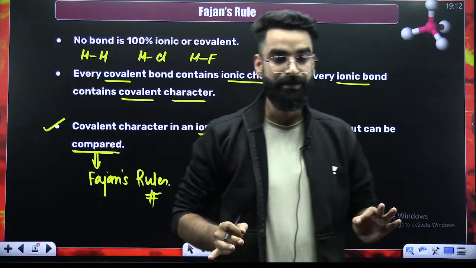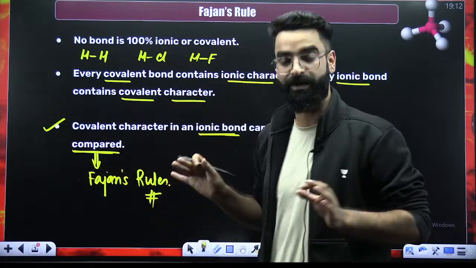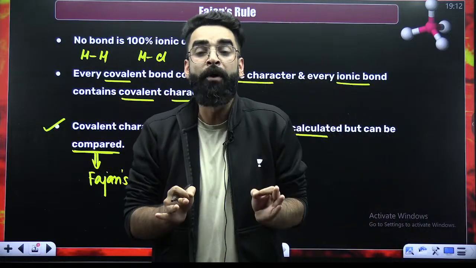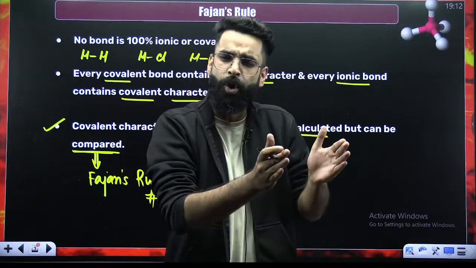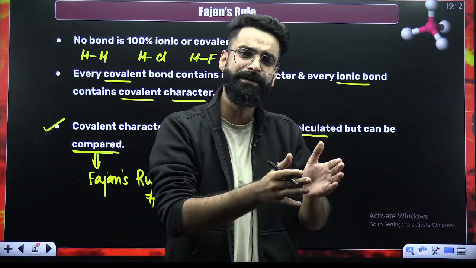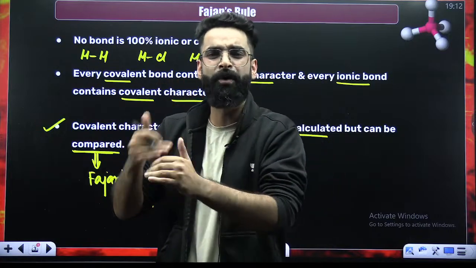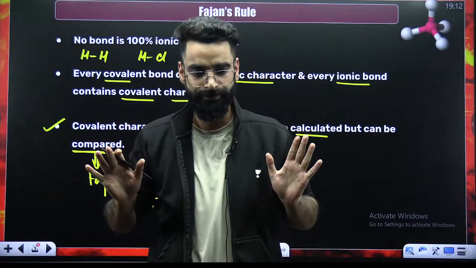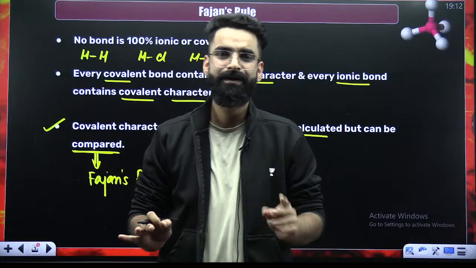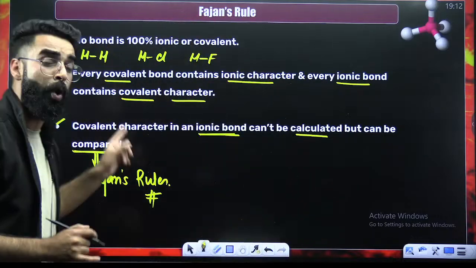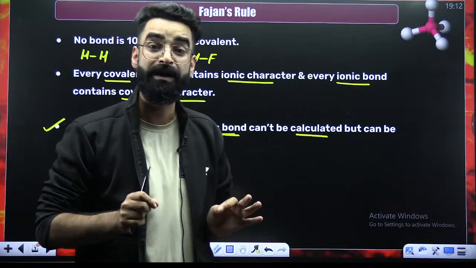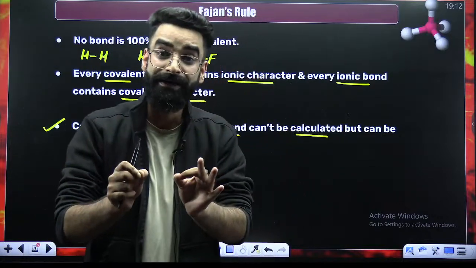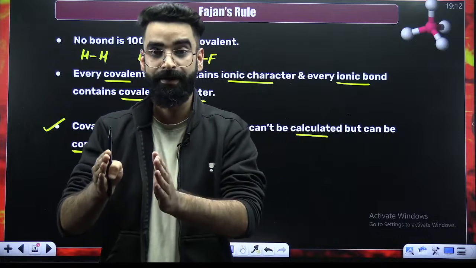So first of all, let me give you the brief idea of all the things, whatever I said. No bond is 100% covalent or 100% ionic. Every covalent bond has got some ionic character in it, and every ionic bond will have some covalent character in it. Okay? My dear students, covalent character in an ionic bond cannot be calculated but can be compared.